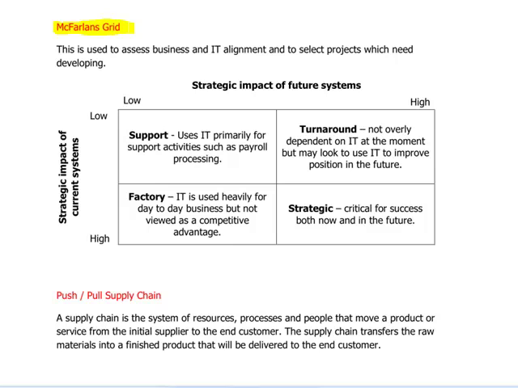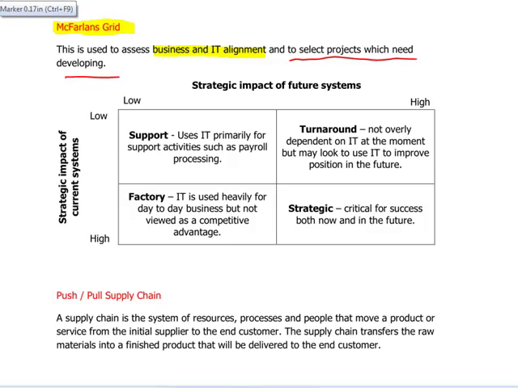Okay, as the notes suggest then, this is used to assess business and IT alignment. So it's useful for making sure the business and the IT are going in the same direction. And perhaps more importantly, it enables us to select projects which need developing. So it's identifying which are the projects which we will develop. Okay, it's a matrix, it's a grid, and you've seen plenty of these in Paper P3 already. Let's just go through this then.